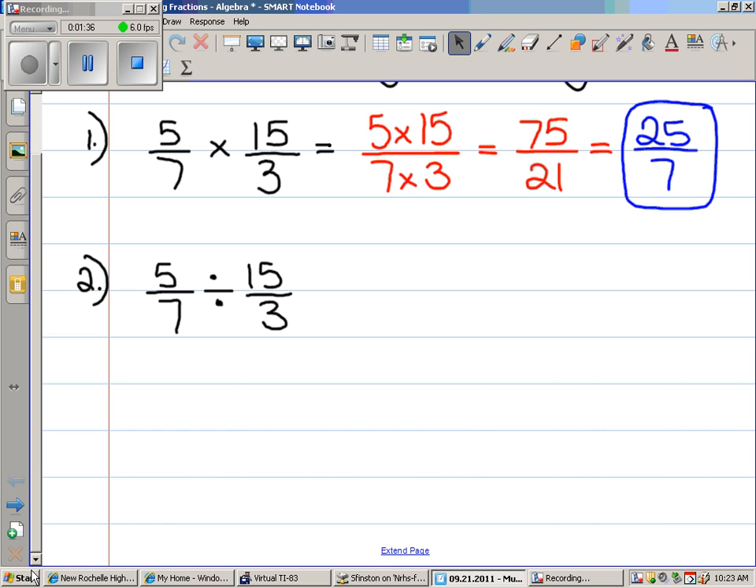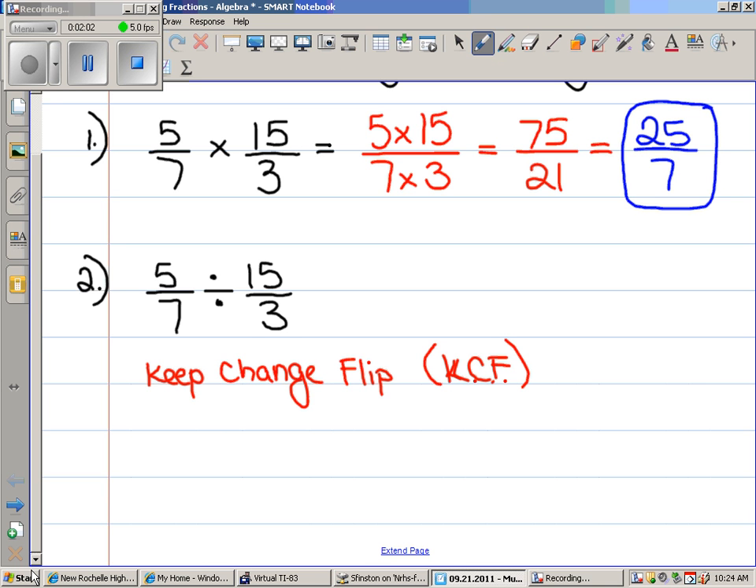Because when you divide fractions, here's what you got to do. You have to keep, change, flip. What can I tell you? Nothing's perfect. I still think of KFC. Keep, change, flip. Keep, change, flip.